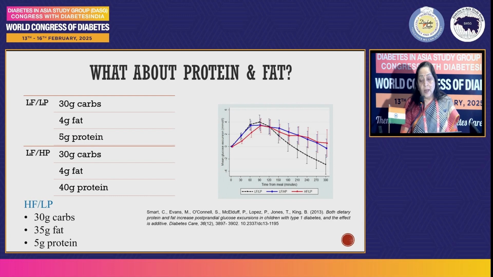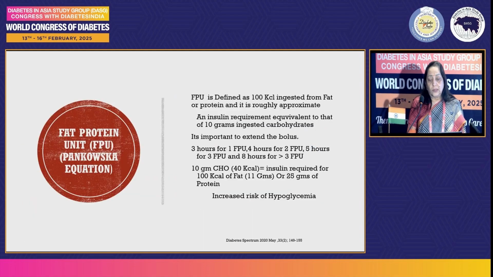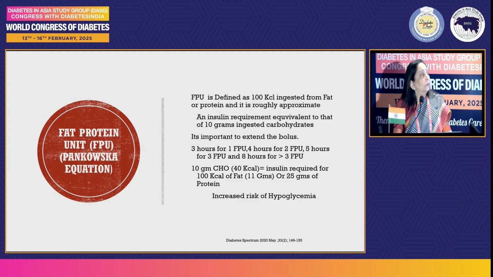You can see that a high protein and high fat diet increases the sugar after 300 minutes, which means after 5 hours. So this is how to calculate it. This is the Pankova equation. This is the algorithm to count the fat and protein unit.